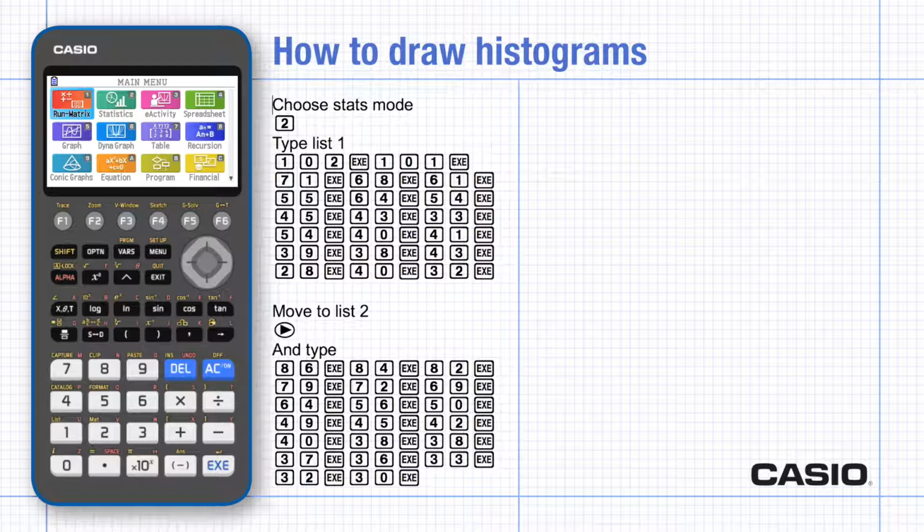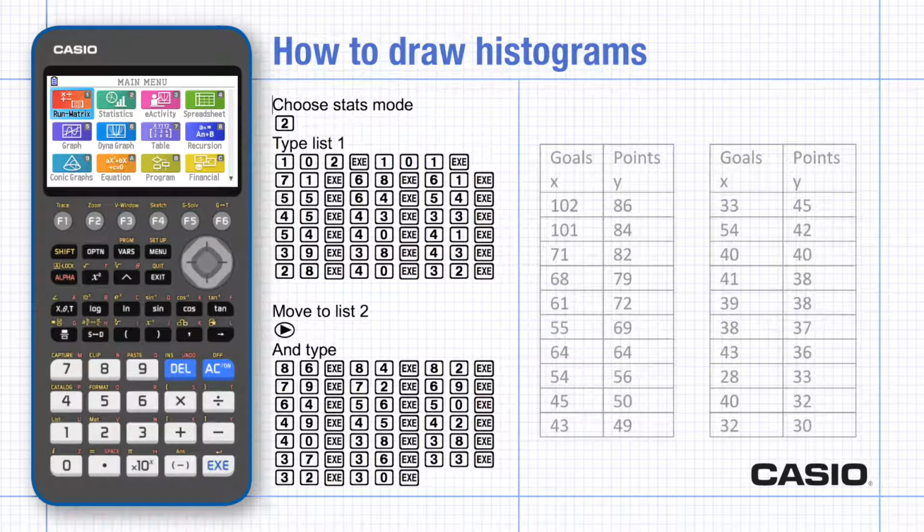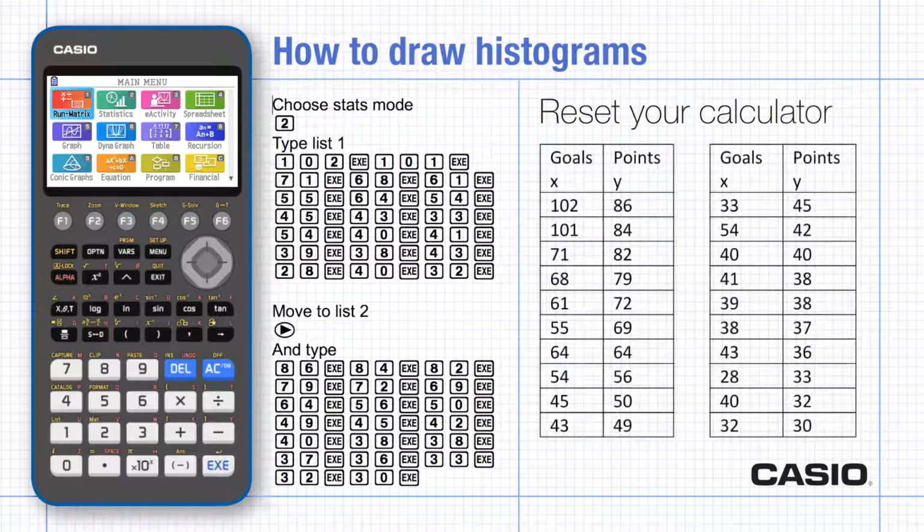The data set here is the number of goals scored and the number of points for teams in the Premiership in a season. You may find it easiest to reset the calculator before starting so that your screen matches the one in the video, but it will delete any data that you've already typed in.